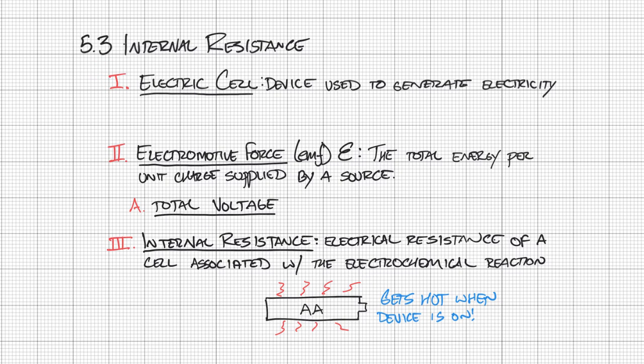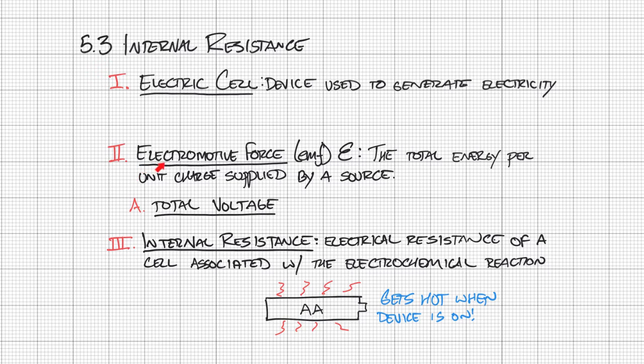An electric cell is just a device used to generate electricity. Think of it as a battery. In the reading, it talks about there's a few different types of cells. But for the most part, anything that's a cell is just like a power supply or a battery.